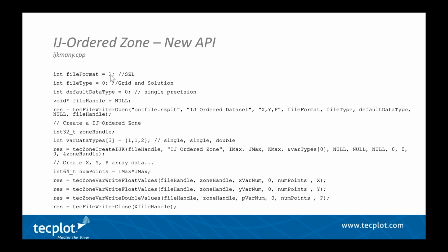So file format, the value of 1 is going to specify that it's a sizzle format. File type 0, this is a combined grid and solution file. Default data type, so I've passed a 0, single precision.